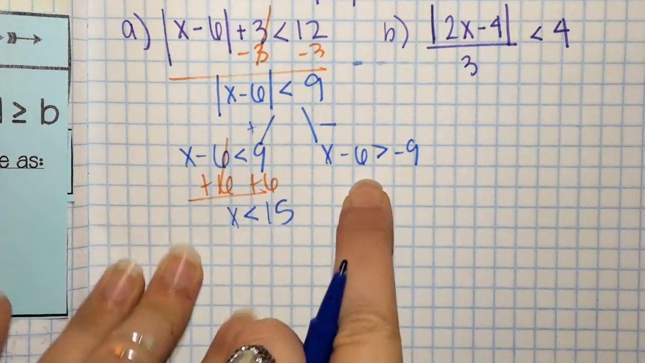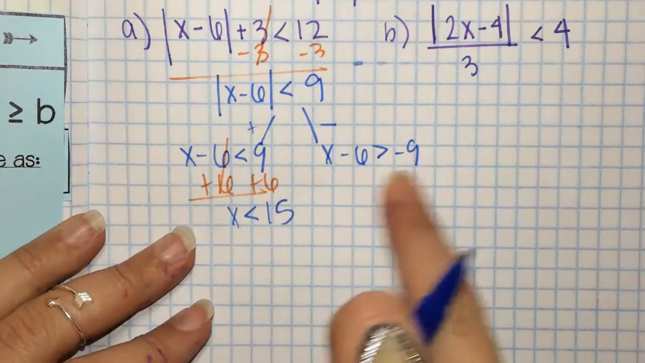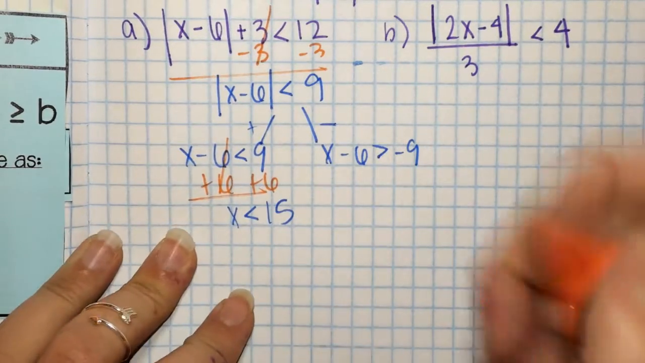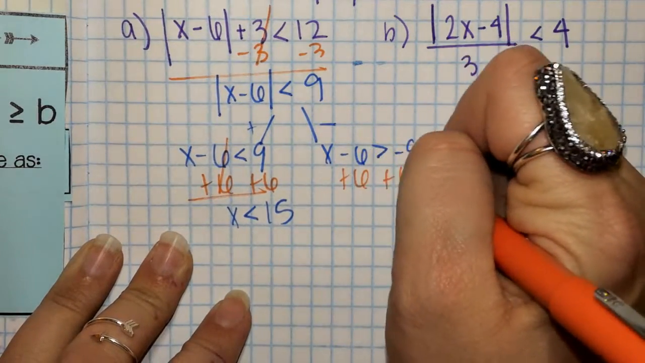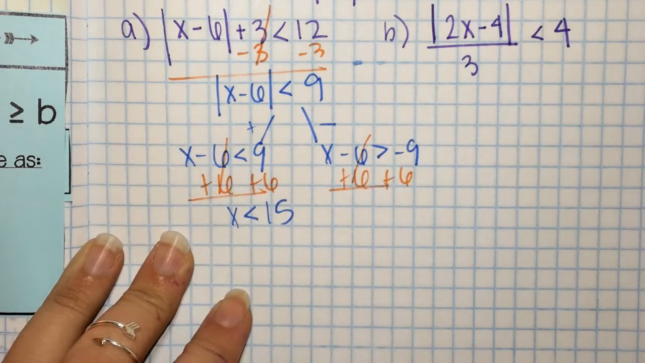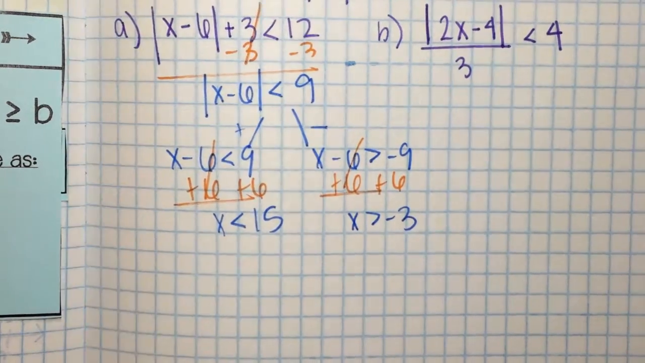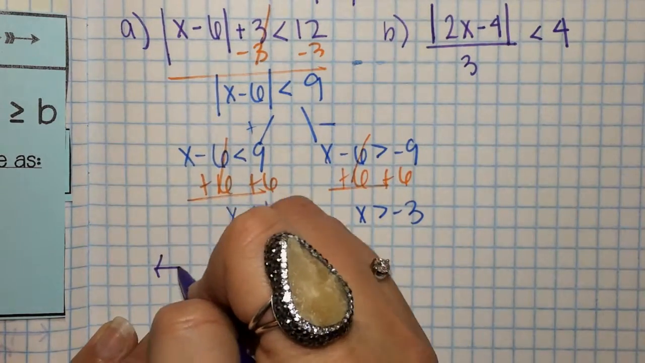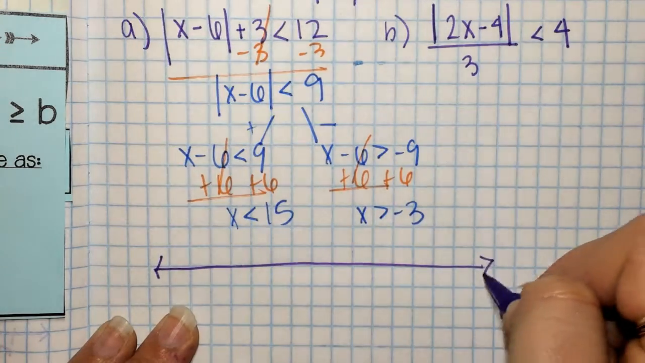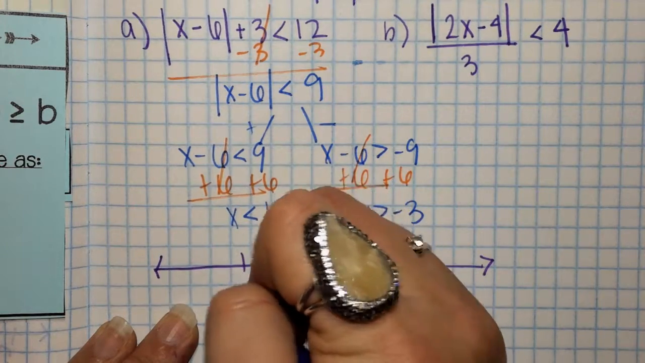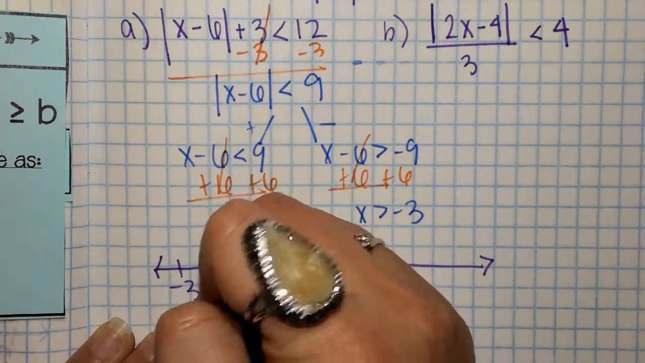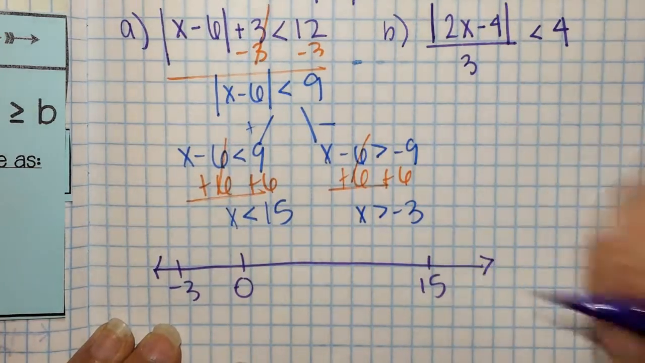Do we do the same thing over here? It's still the same problem, right? So you still add 6, and you get x is greater than negative 3. And now what do we do? Graph it. Is 0 in between negative 3 and 15? Yes. Okay, that's a much better answer.